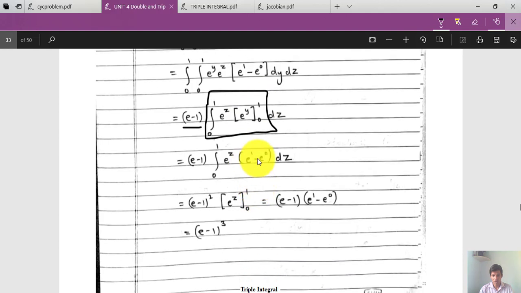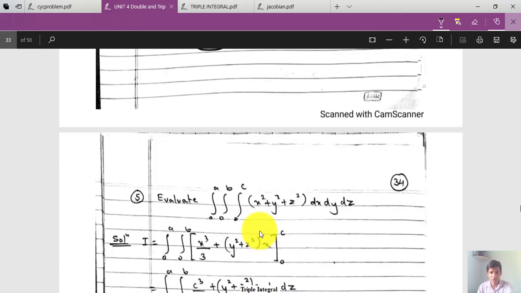Again it will turn out to be e power 1 minus 1, so again I take it outside, and it becomes e minus 1 squared. Then again I evaluate with respect to dz: e raised to z from 0 to 1, and one more e minus 1 comes out. So the final answer will turn out to be e minus 1 the whole cube, and this is the solution.